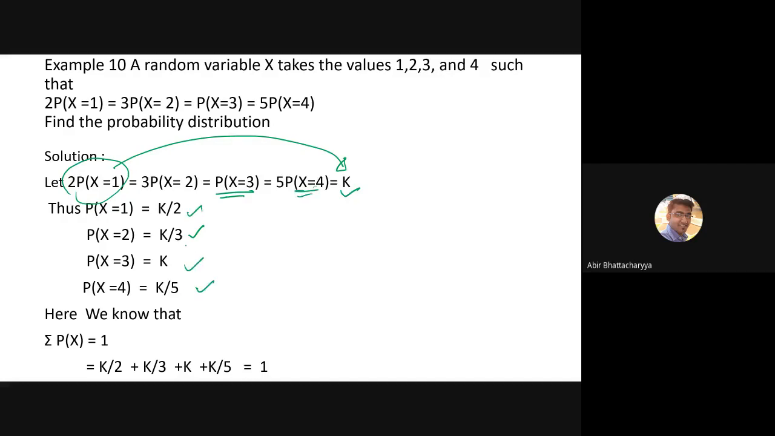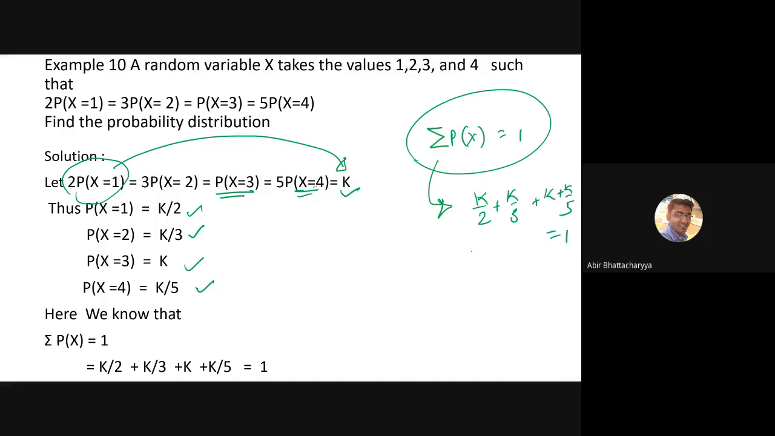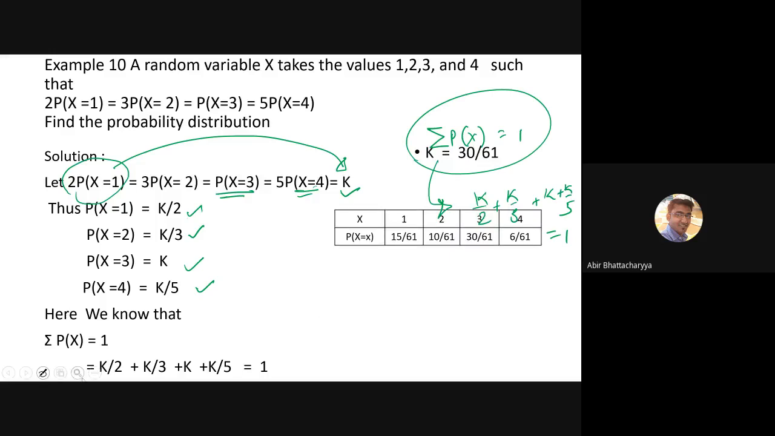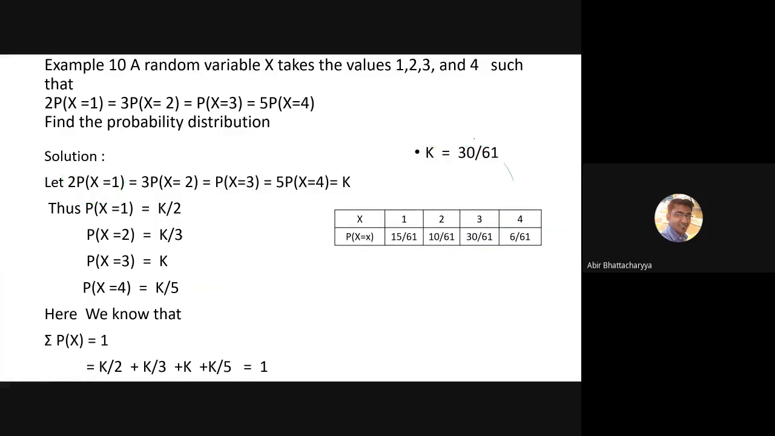Once I get all these values, we know that the summation of all these probabilities must be 1, because this is a probability mass function. This is by default true. So if I add all of these, k by 2 plus k by 3 plus k plus k by 5, I will get 1. Finally, we'll get the value of k equals 30 by 61.